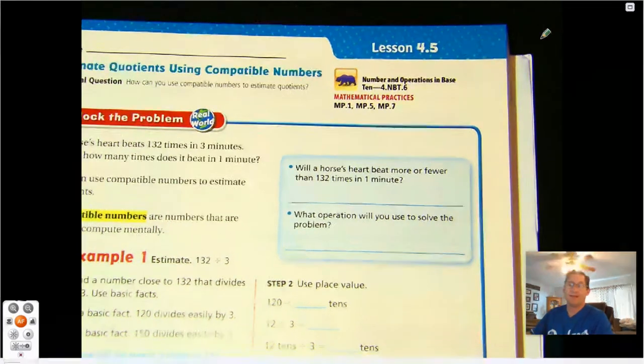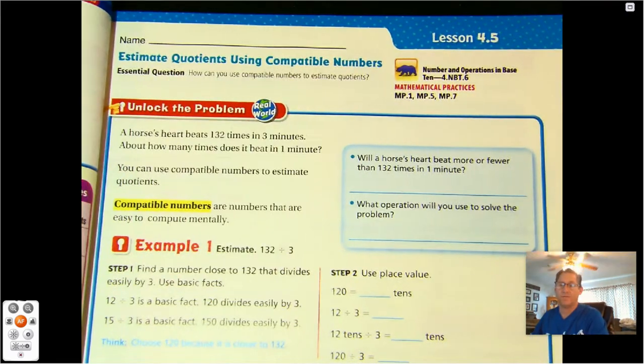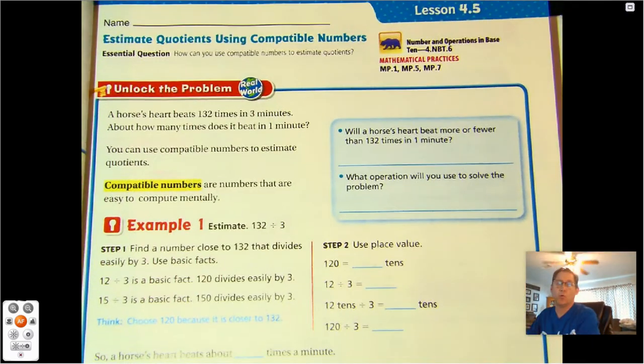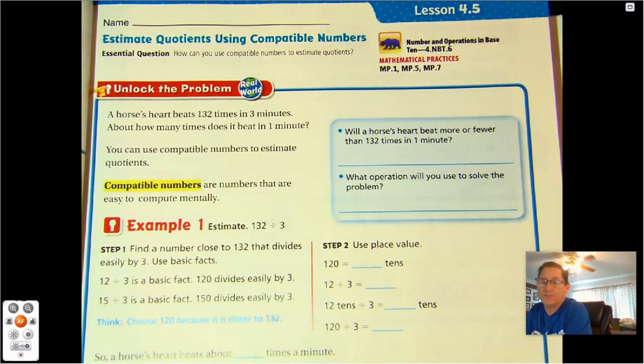Hello. Today we're on lesson 4.5, estimating quotients using compatible numbers. So let's look at our Unlock the Problem. A horse's heart beats 132 times in 3 minutes. About how many times does it beat in 1 minute?